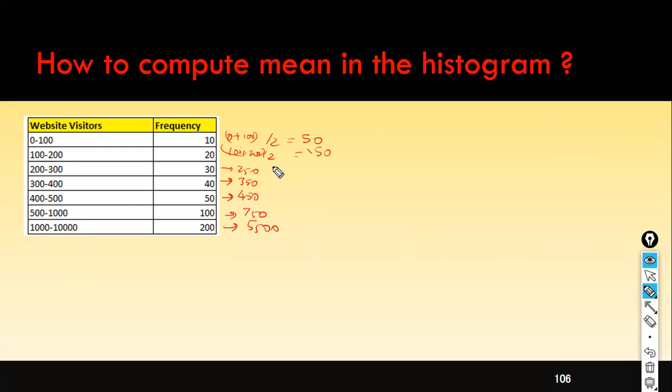The next step is you need to multiply each midpoint by the frequency. In this case, the frequency is 10, right? So 50 into 10 is nothing but 500. And 150 into 20 is how much? You get 3,000. And here 250 into 30 is 7,500. And then 350 into 40 is equivalent to, sorry, here 350, correct. 350 into 40 is 14,000.